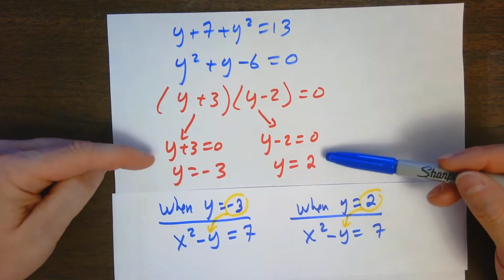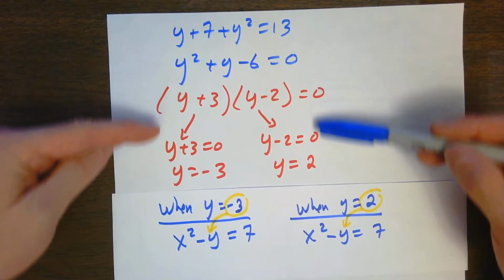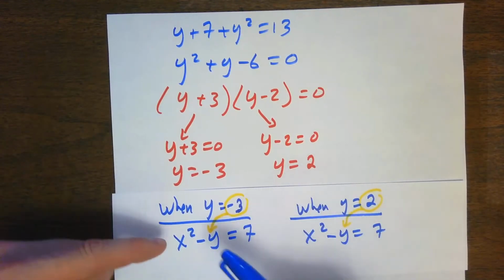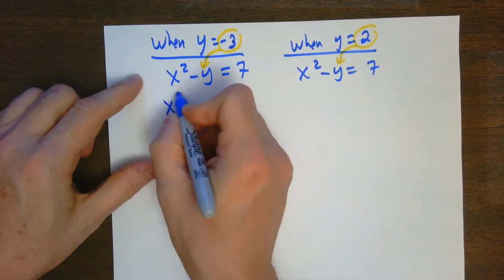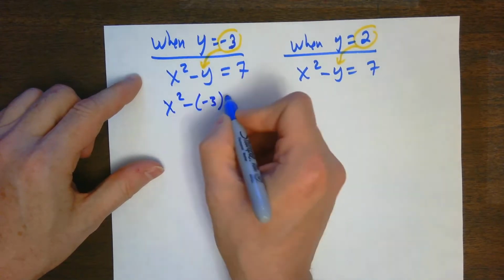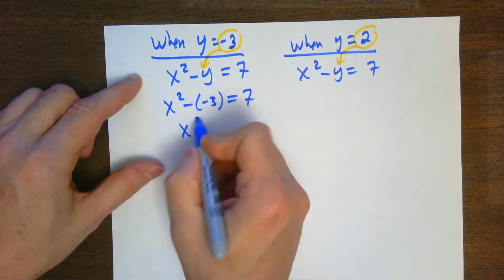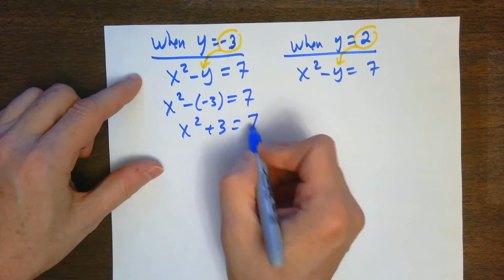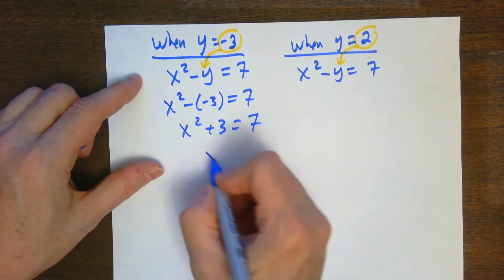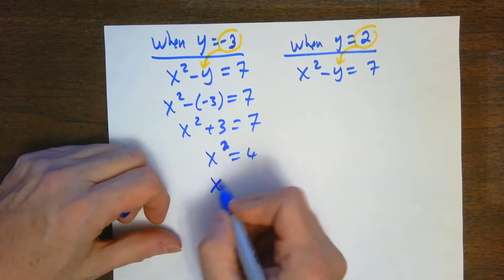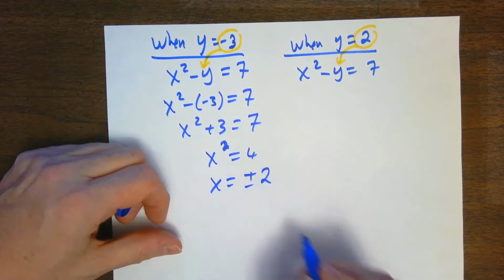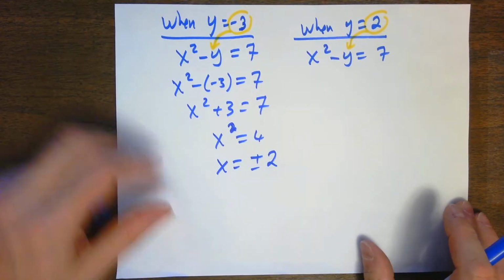So I found the y values, right? By solving this, I found the y values. Now I need to go back and find the corresponding x values. All right, here we go. So x squared minus negative 3 equals 7. X squared plus 3 equals 7. Subtract 3 from both sides. X squared equals 4. Take the square root, and I get x equals plus or minus 2.